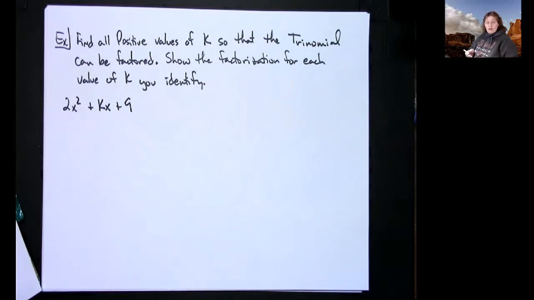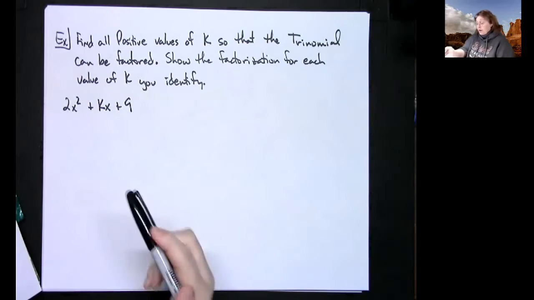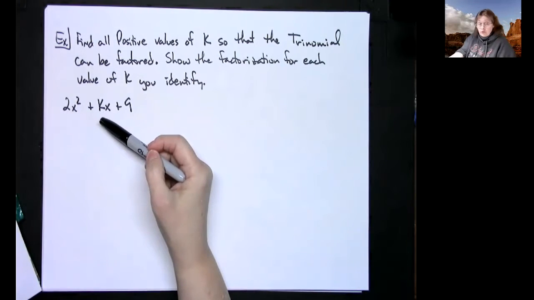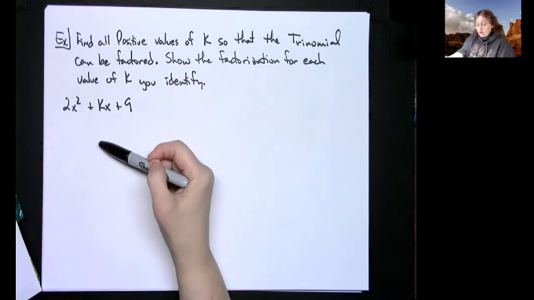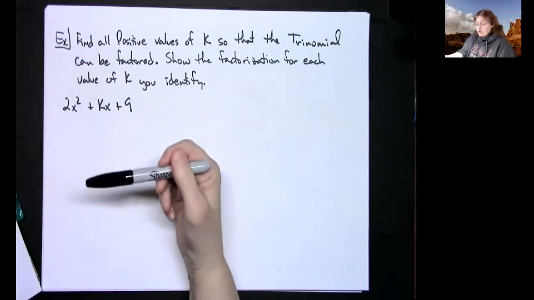The problem wants you to find all positive values of k so that the trinomial can be factored. Now, this is not that perfect square trinomial. The next example I do will deal with that. This is just any old trinomial. You could just randomly guess and check, but that's going to take a long time. You're going to have lots of numbers to try and then see if it factors.